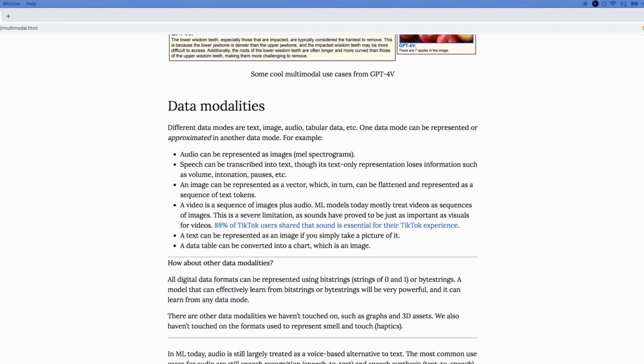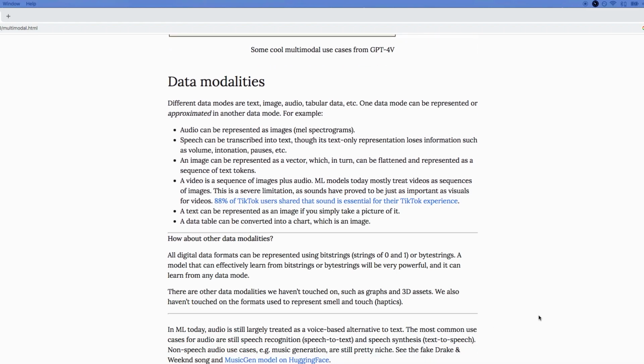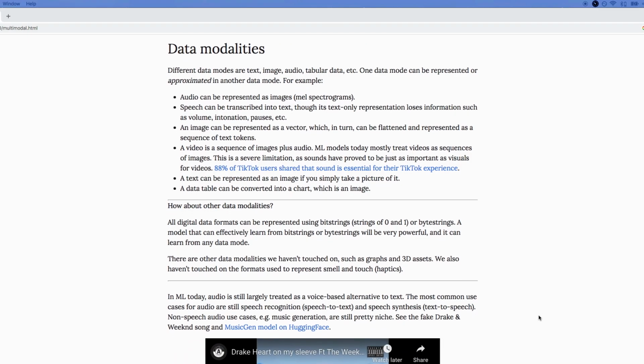So let's get back to the reading. Data modalities. Different data modes are text, image, audio, tabular data, etc. One data mode can be represented or approximated in another data mode. For example, audio can be represented as images. Speech can be transcribed into text, though its text-only representation loses information such as volume, intonation, pauses, etc.